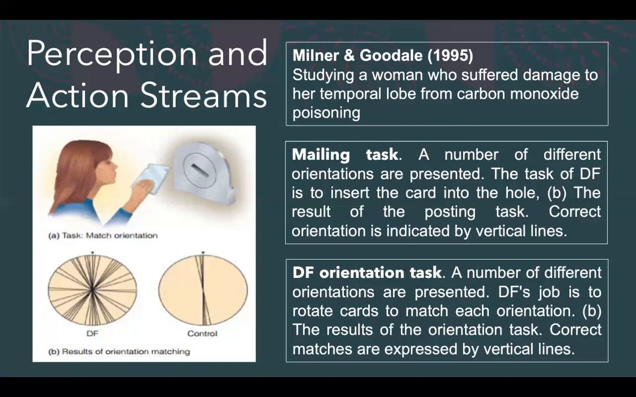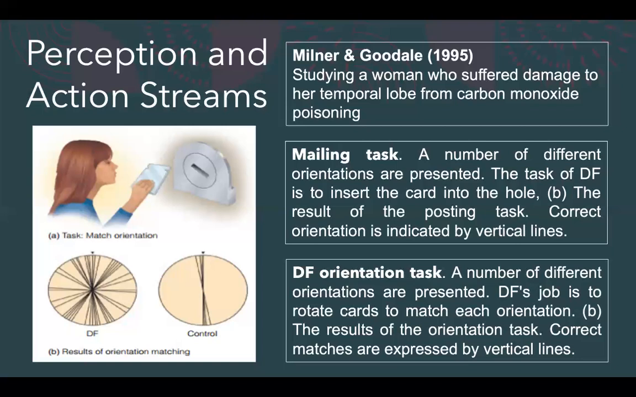Because DF had trouble rotating a card to match the orientation of the slot, it seems reasonable that she would also have trouble placing the card through the slot, because to do this, she would have to turn the card so that it was lined up with the slot. But surprisingly, when DF was asked to mail the card through the slot, she could do this.